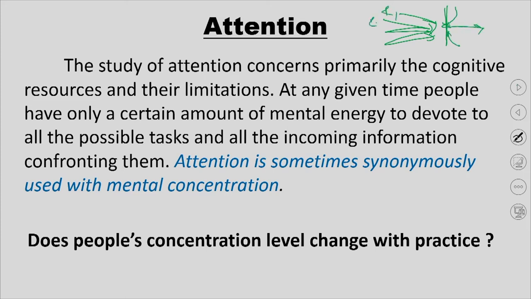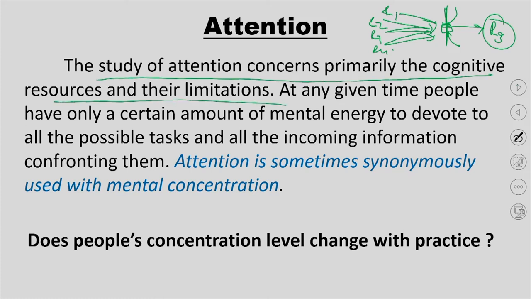So, if we have R1, R2, R3, R4, these are the four input stimuli which are coming in. The attentional filter, based on certain characteristics, certain parameters or certain requirements, will only allow R3, because R3 is the information that you want, or R3 is the only stimulus that you want to see. So, the study of attention concerns primarily the cognitive resources and their limitations.